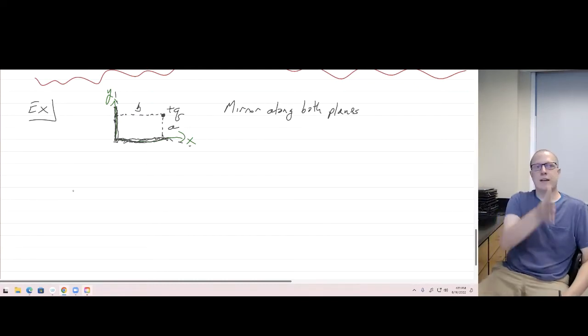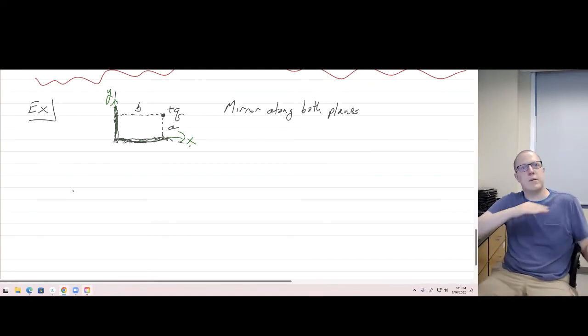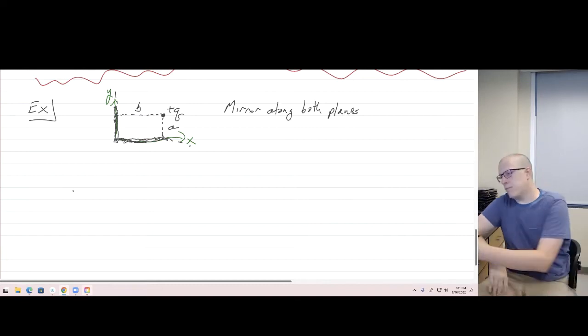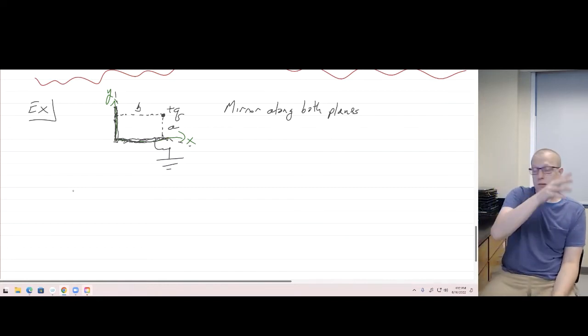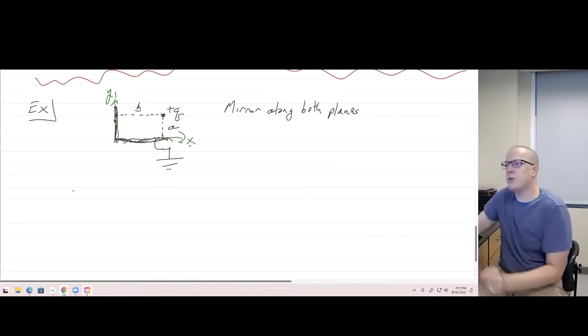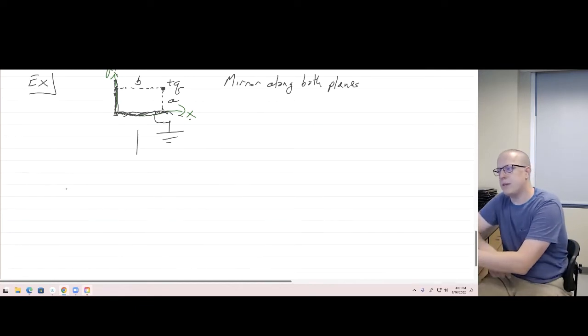Let's just mirror it along the vertical plane. So I'm not going to worry about the grounded piece that's along the x direction. Remember that both of these are grounded, so I want V to be equal to 0 there, right? And so I'm going to do this in two steps. The first step is going to be to flip or mirror it along the vertical plane, right?